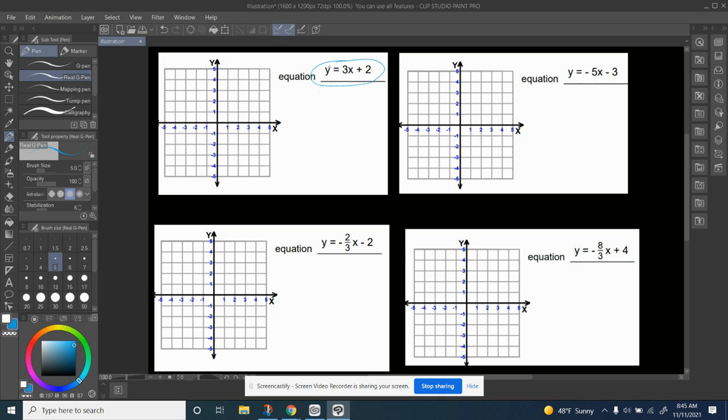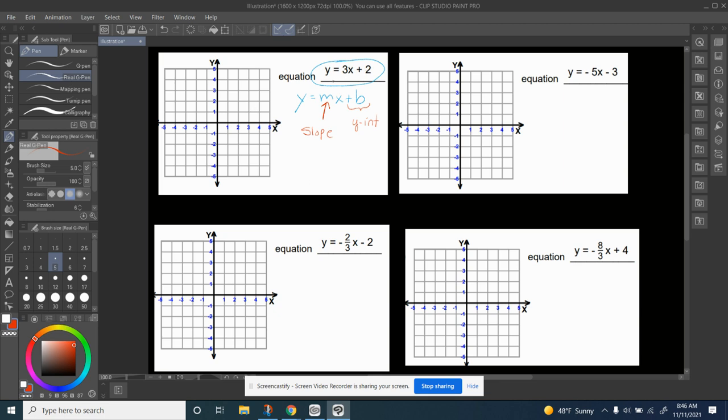Now, the reason we know it's in slope-intercept form is because it starts with y. So the format for slope-intercept form is y equals mx plus b. Now, what this actually means is that the m given to us is going to represent the slope. And this b value is going to represent the y-intercept. Now, the y-intercept is simply where it crosses the y-axis. So let's take this equation, y equals 3x plus 2, and let's dissect it and graph it.